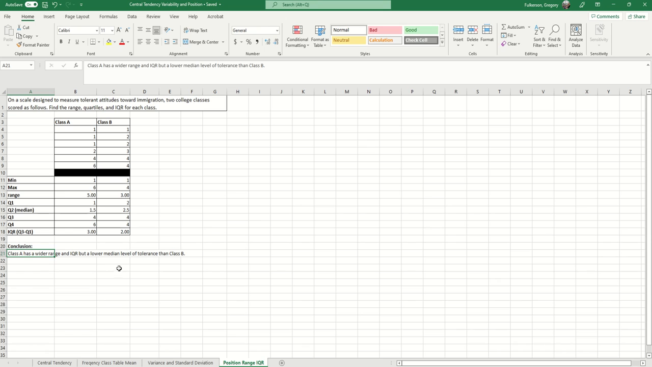So that's how we work with position. As you know, quartiles are one type of position. We can also look at percentiles, deciles, quintiles. It's just taking a distribution and carving it into different intervals, right? Okay, so that's what we're doing. And we call those fractiles, by the way.